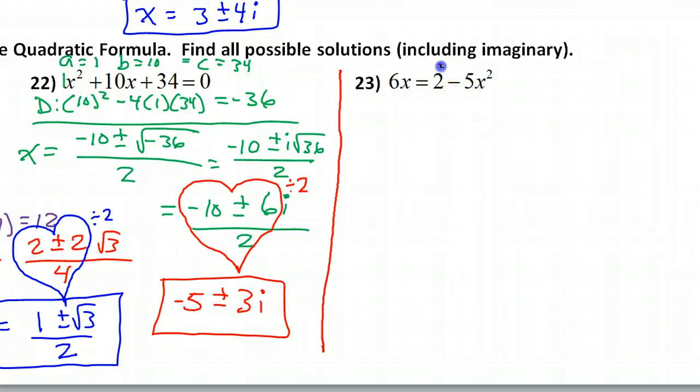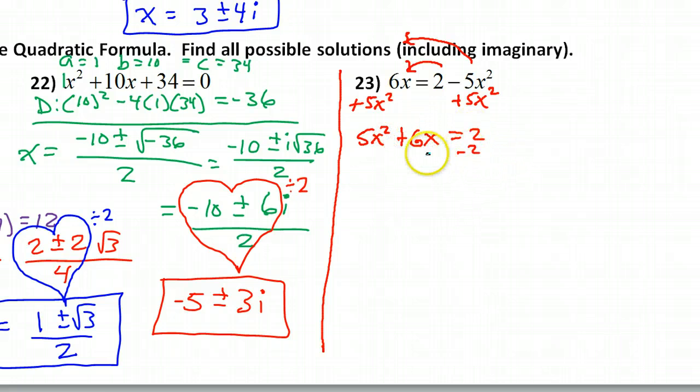These need to be in standard form, so I'm going to move both of these over to the left. So, for example, I could add 5x squared to both sides. So that will make 5x squared plus 6x equals 2. But then I will subtract 2 from both sides. So I'll have 5x squared plus 6x minus 2 equals 0.